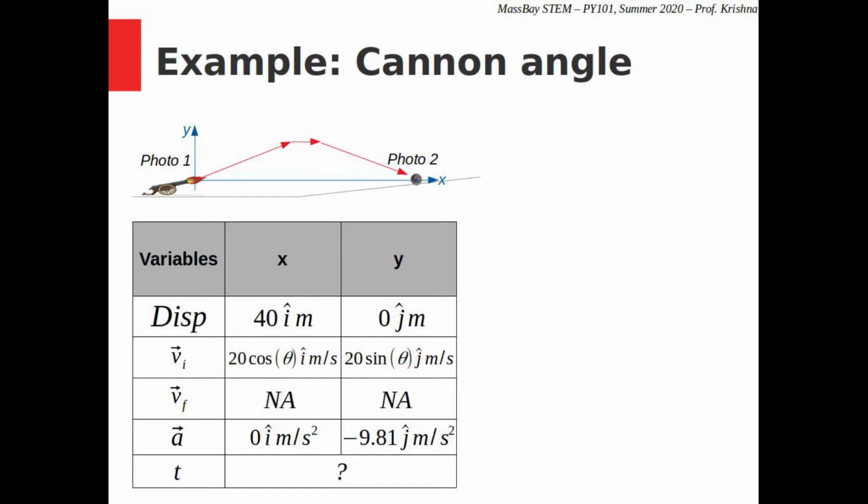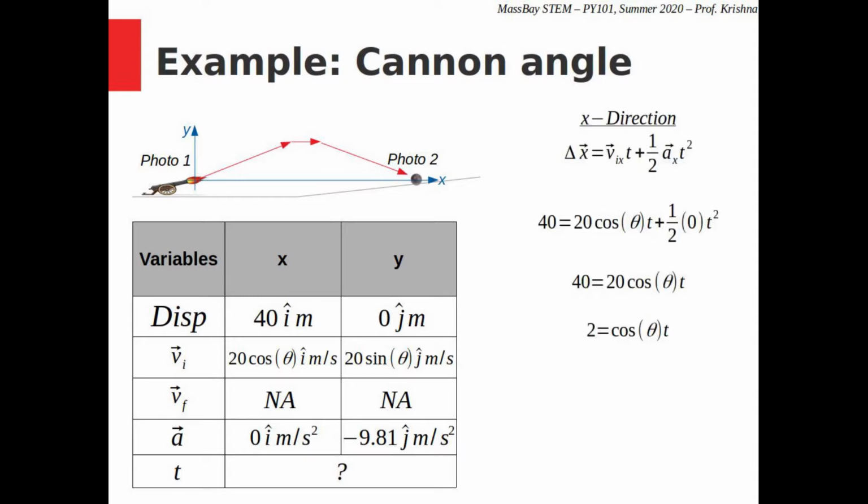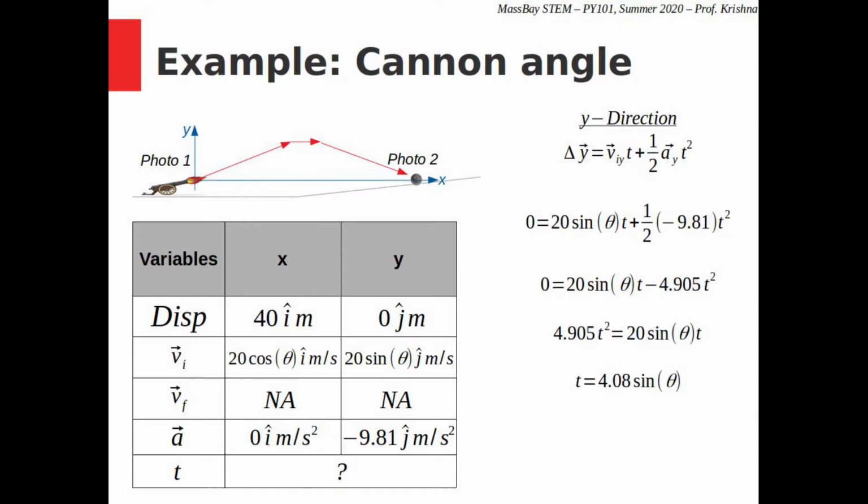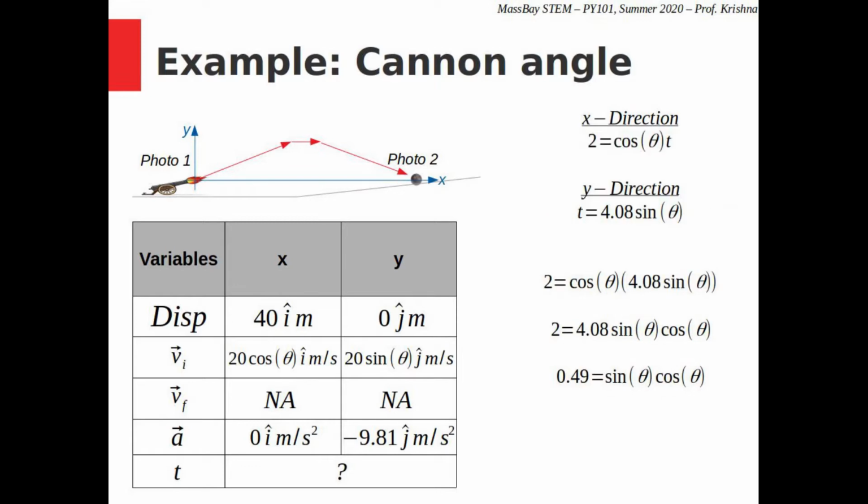We can now create two simultaneous equations with t and theta. Let's apply toolbox equation 2 in the x direction. When we simplify it, we get 2 is equal to cos theta times t. Now in the y direction, when we simplify this, we get t is equal to 4.08 times sine theta. We can combine these two equations for t. When we do this, we end up with the equation at bottom. 0.49 equals sine theta cos theta.